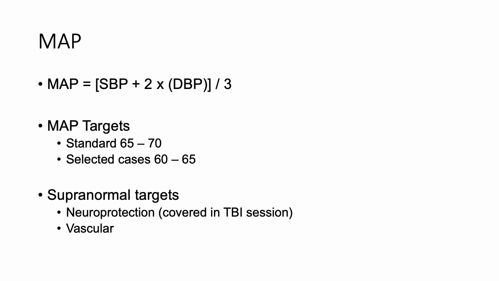There may be selected cases where we would tolerate a MAP lower than this, but that would be on a case-by-case basis. There are also patients where we would go supranormal on these targets. So, for example, neuroprotection, which we'll talk about in the traumatic brain injury session, where we're trying to drive the blood pressure in order to maintain cerebral perfusion pressure. Or vascular patients where they have an abnormal arterial system, so they rely on higher blood pressure to drive flow through these.